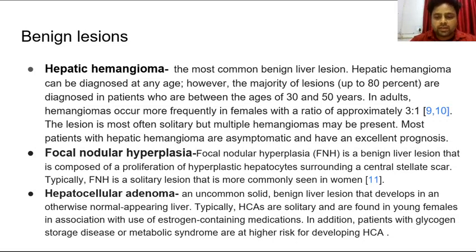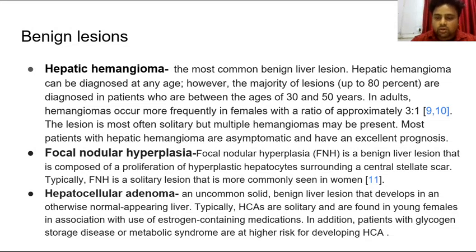Focal nodular hyperplasia is a benign liver lesion that is composed of a proliferation of hyperplastic hepatocytes surrounding a central stellate scar. Typically, focal nodular hyperplasia is a solitary lesion that more commonly occurs in women. Hepatocellular adenoma is an uncommon solid benign liver lesion that develops in an otherwise normal appearing liver.